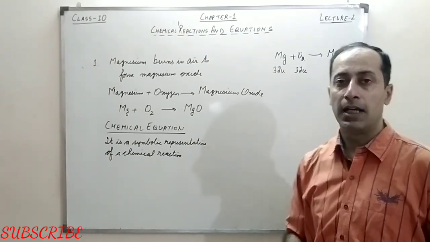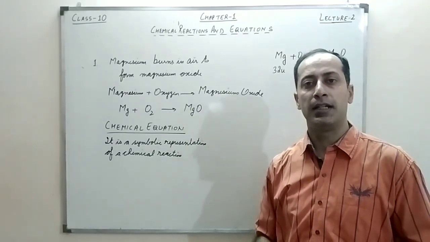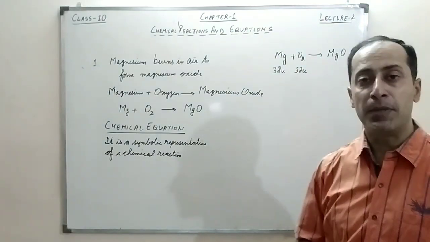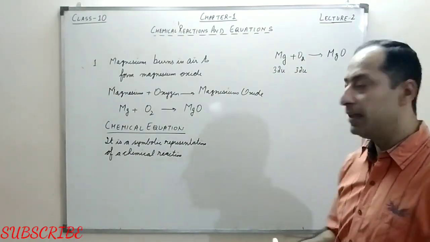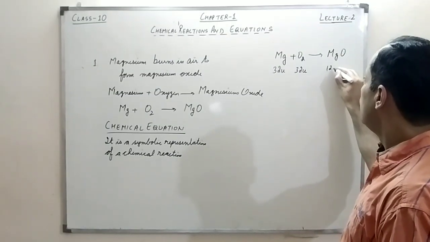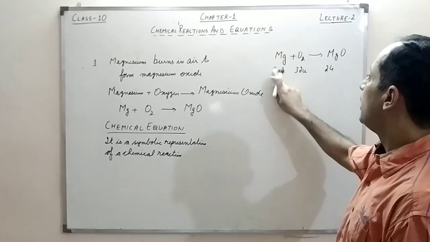Right? And if we talk about magnesium oxide, the molecular mass of magnesium oxide is basically, if we talk about magnesium, it is 12. Sorry, this is 24. Here also 24.